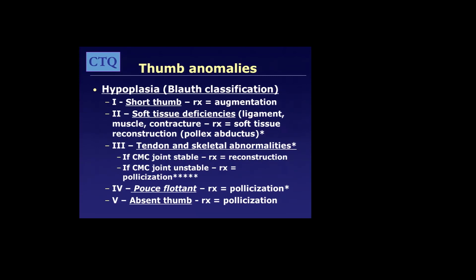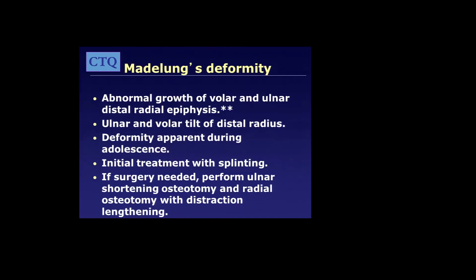Pouce flottant, it's just a very small nubbin of thumb. Those, you remove it and you do a pollicization. And finally, if there is no thumb, you also do a pollicization.